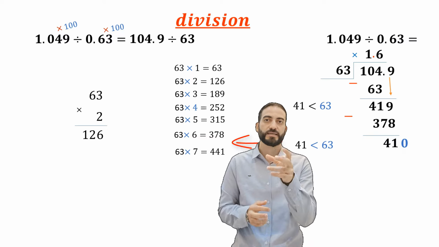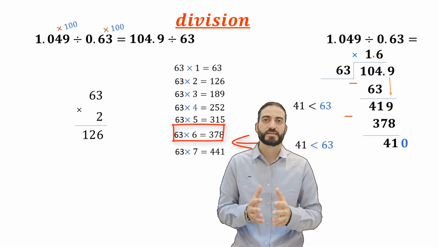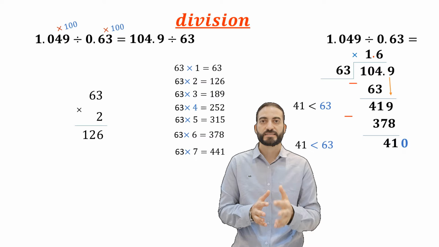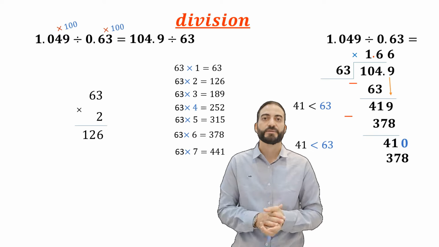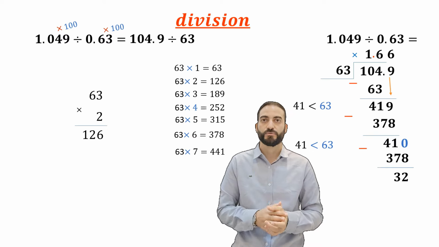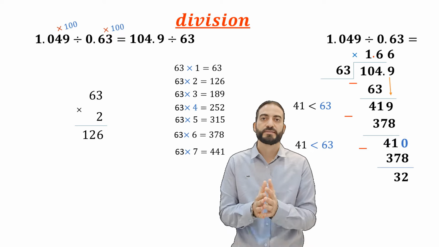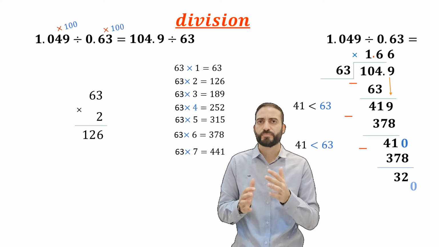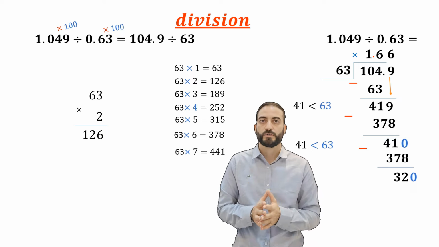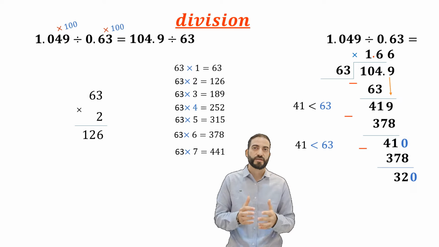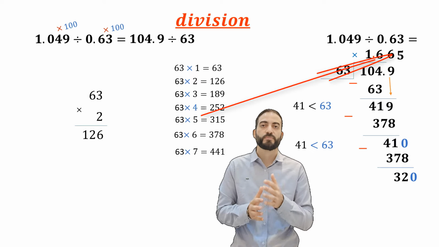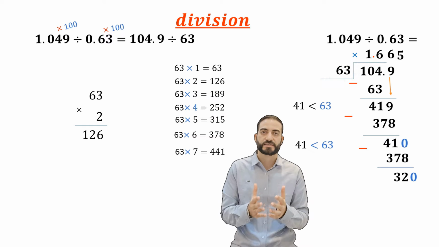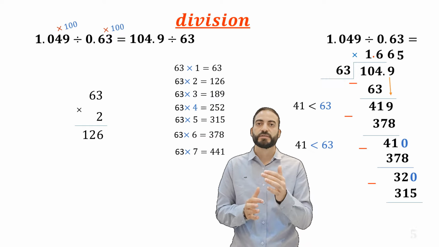410 is here, so we take the smaller one, which is 63 times 6 equals 378, and we put the 6 here and multiply the 6 by 63 to get 378. Now we do a subtraction to get 32. Also 32 is smaller than 63, so we can put 0 here, so it becomes 320. We find that 320 is here, so we take 63 times 5 equals 315 and put this 5 here. Also multiply the 5 by the divisor to get 315. 320 minus 315 equals 5.